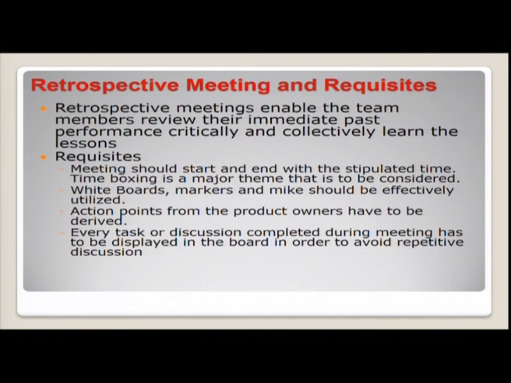Whiteboards, markers and mics should be effectively utilized. Action points from the product owners have to be derived, and every task of discussion completed during the meeting has to be displayed on the board in order to avoid repetitive discussion.